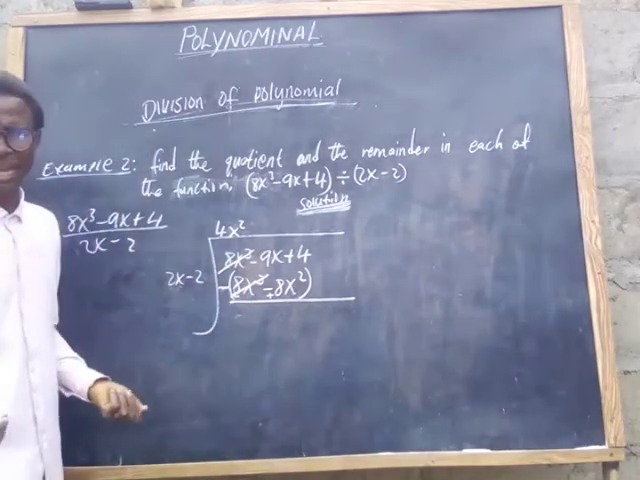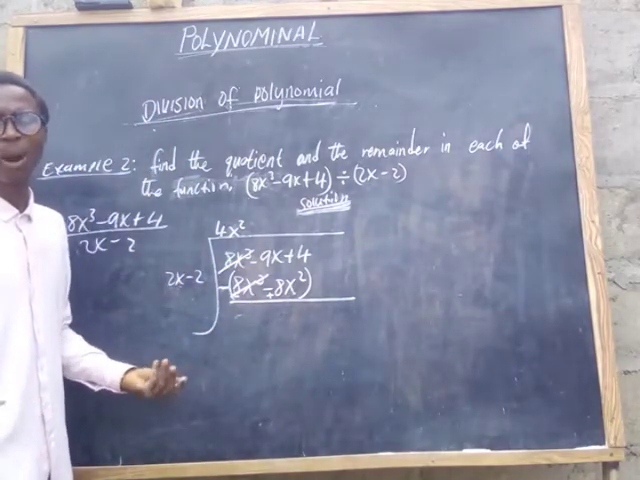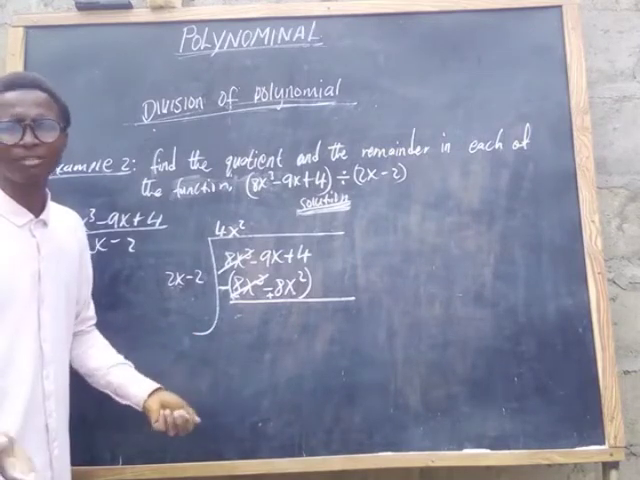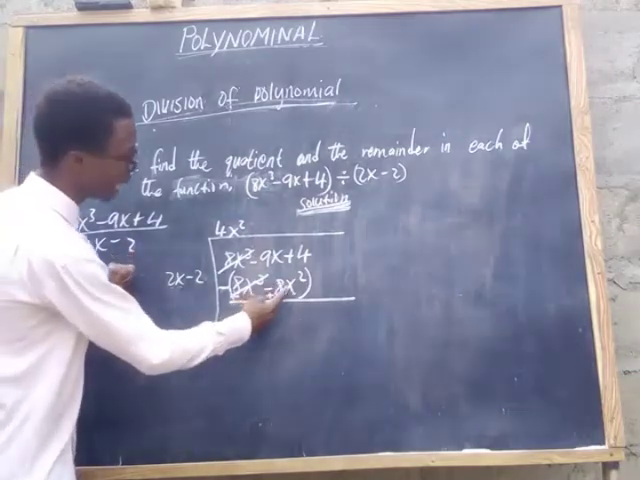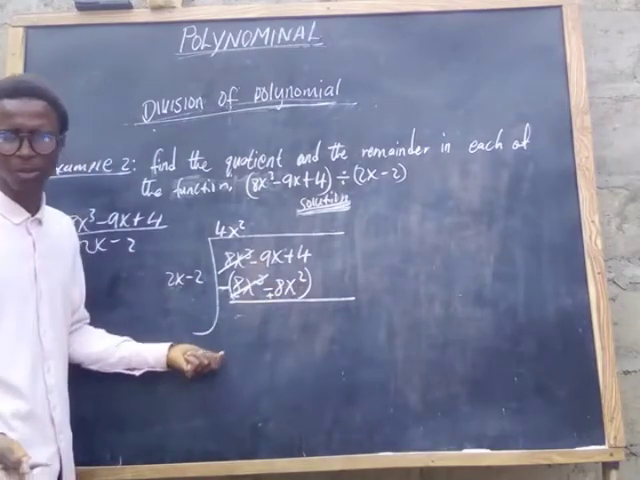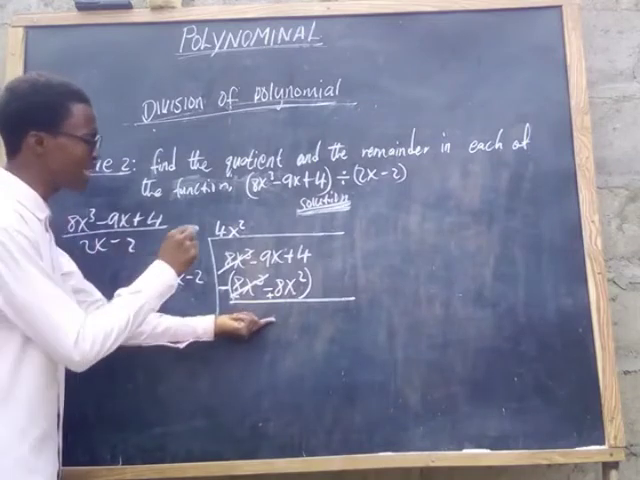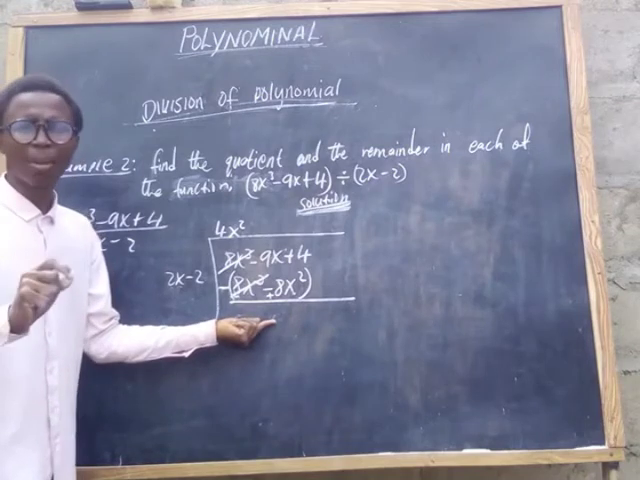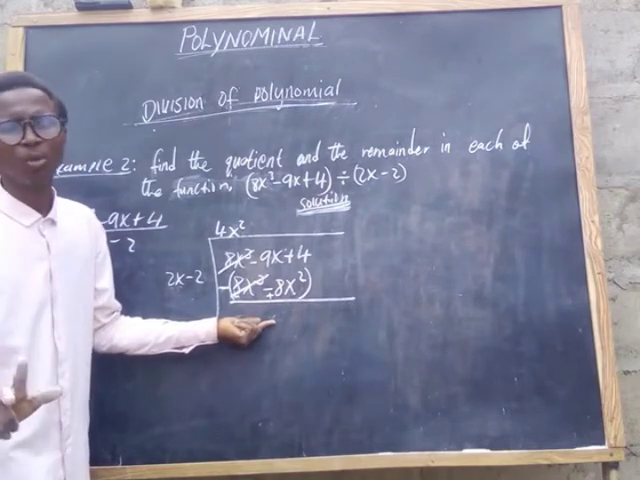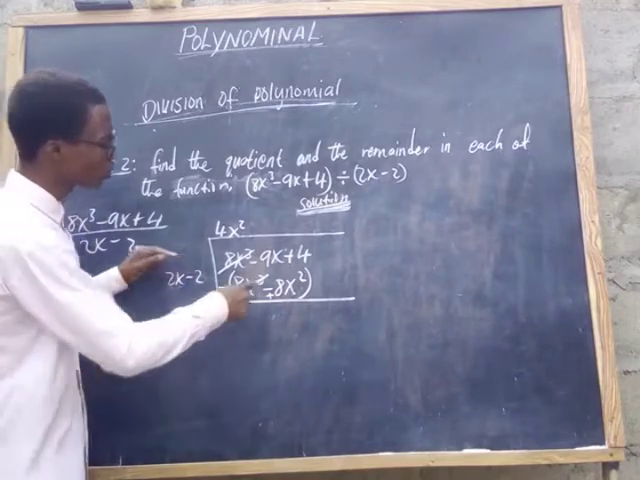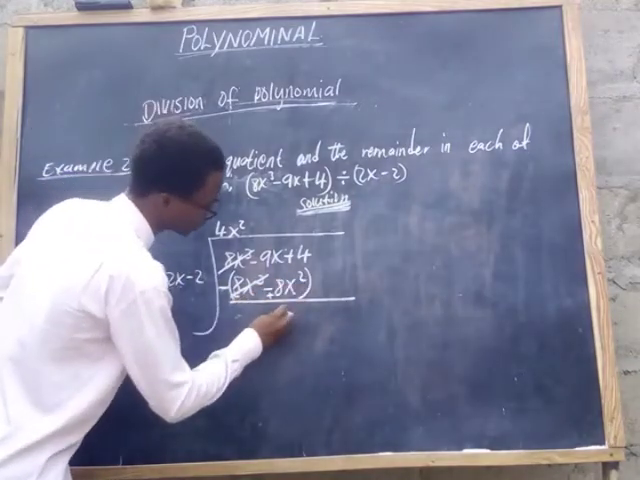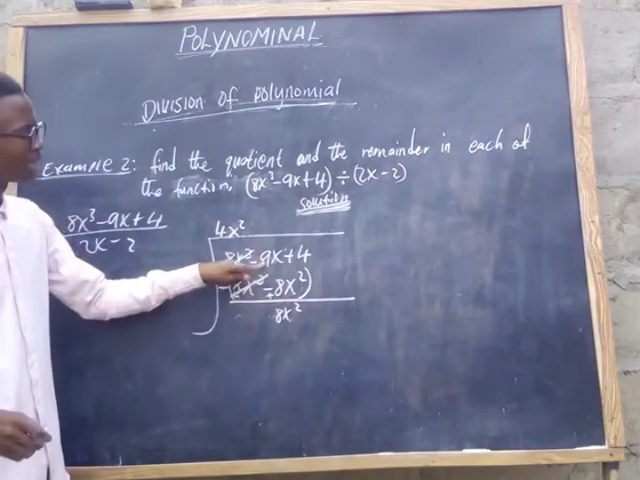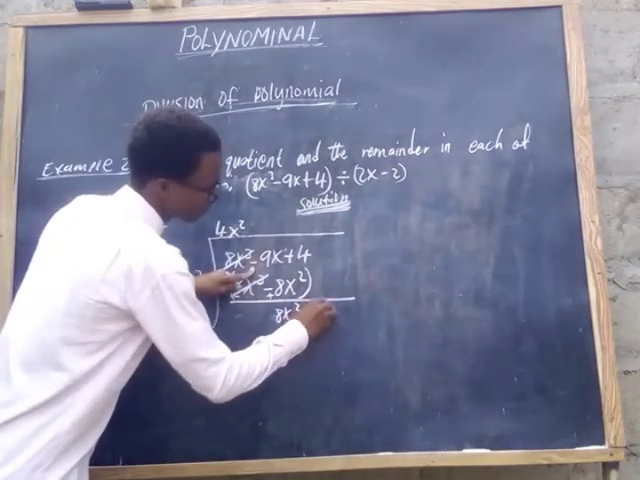Now, how do you identify like terms? They must have the same letter and the same power. So if the letters are the same but the powers are different, they are not like terms. Letter x, power 1, power 2, so they are not like terms. So anytime in division of polynomials you want to add or subtract terms that are not like terms, you don't add them at all. You just write 8x squared, then minus 9x.